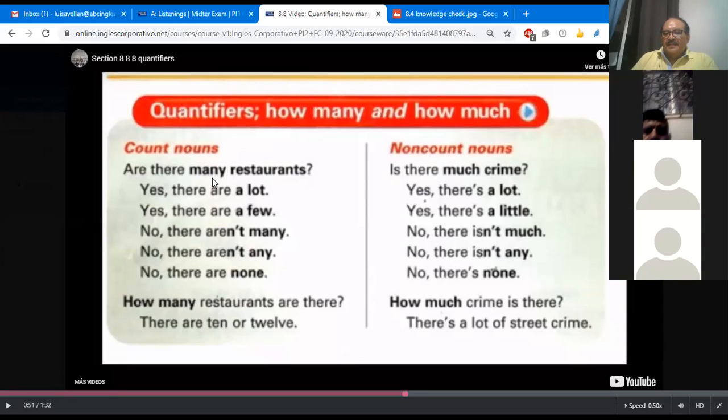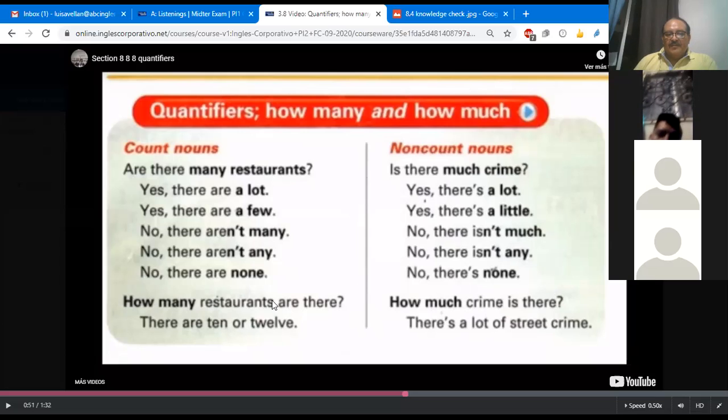How much water? Is there much water? Okay. How much water do you drink a day? How much water is there in the glass? How much coffee? How much sugar? How much water? How much air? Air. How much air?